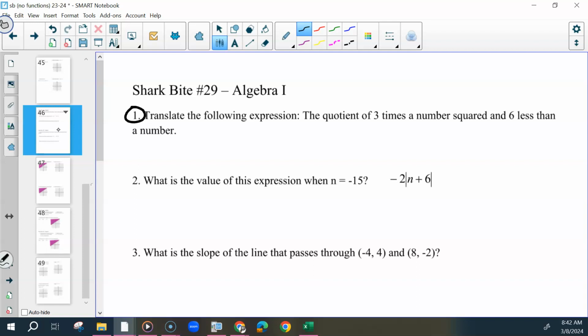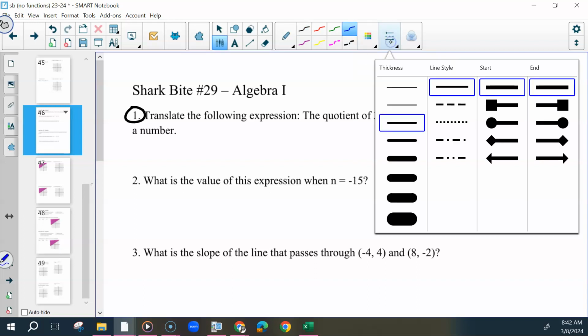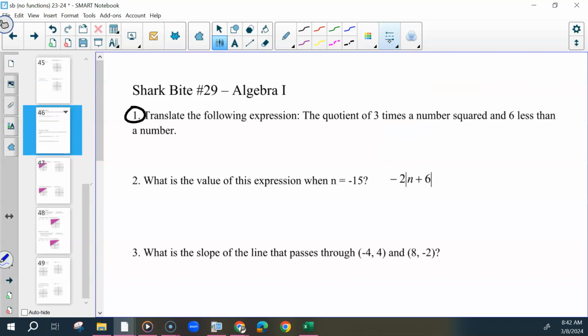So with number 1, translating is something you cannot do on Desmos. That's something you have to know. So if we are translating the following, the quotient of, so everything after those words, we're going to be dividing.